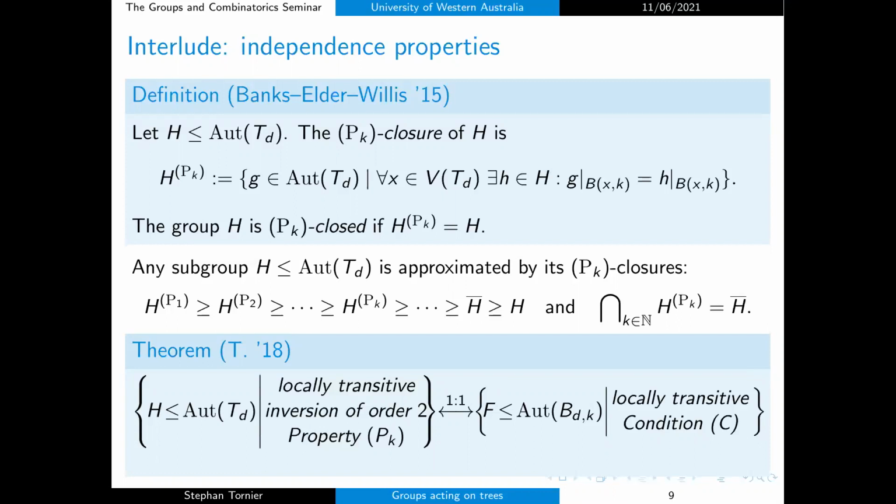You don't get those which don't have inversions of order 2. There are 2 which only have inversions of order 4 or more.